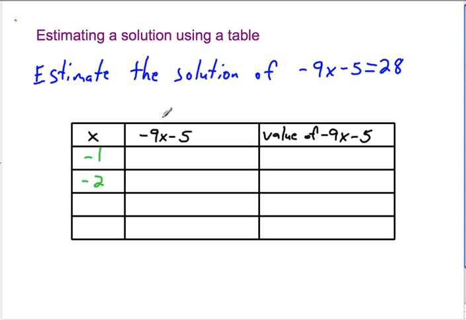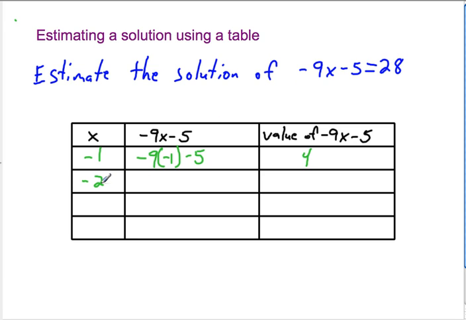Sometimes there won't be an obvious solution, so we need to estimate a solution using a table. So for instance, in this one, we have negative 9x minus 5 equals 28. If we try negative 1 for x, we could say, well, maybe x is negative 1. So that would be 9 minus 5, so that's 4. So that's clearly too small. So negative 1 is not going to work.